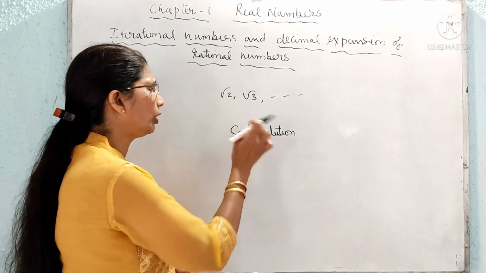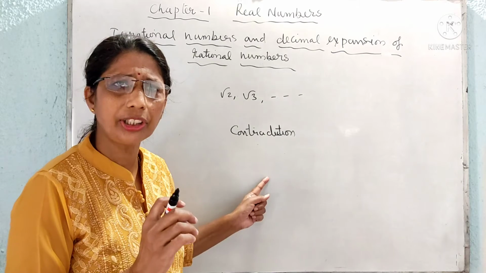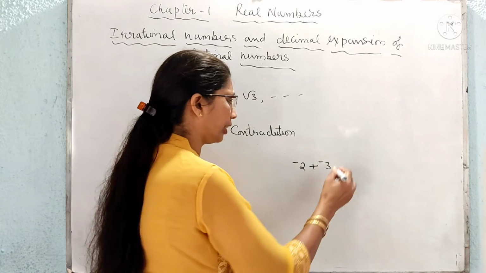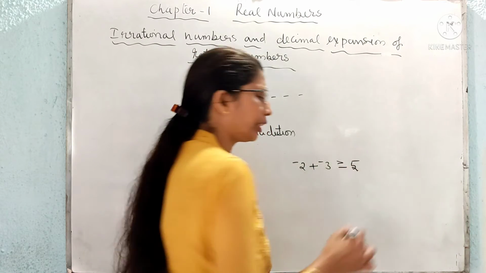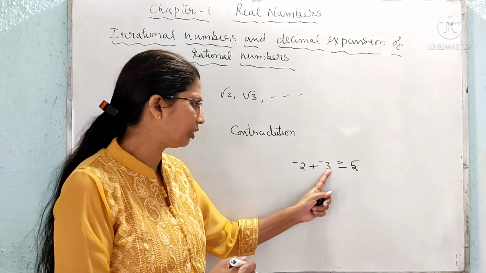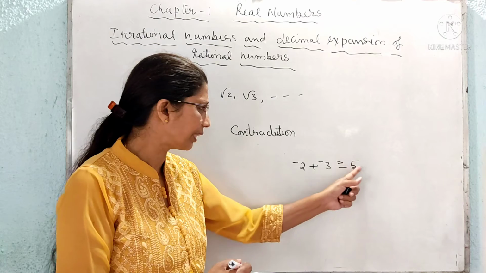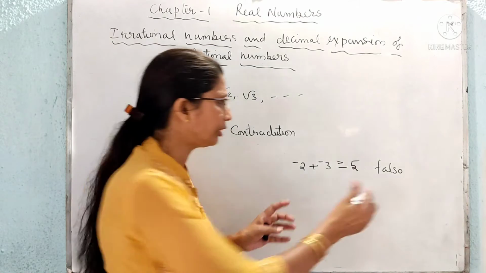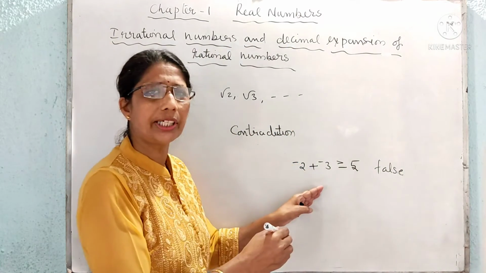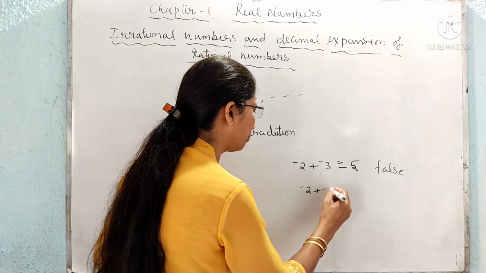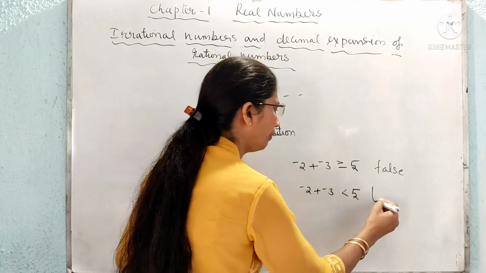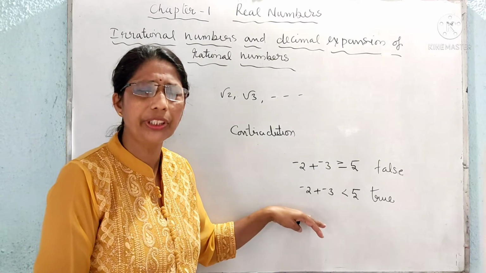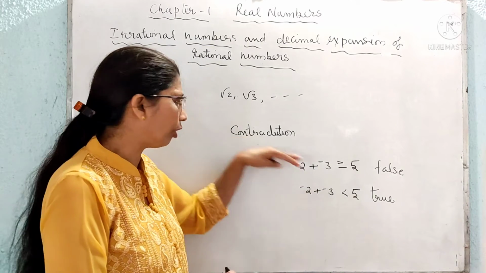Contradiction method. What is the meaning of contradiction? I will give you one example. Here I am writing minus 2 plus minus 3 is greater than or equal to 5. Is it correct or not? Minus 2 plus minus 3 comes to minus 5. Is minus 5 greater than 5? No, it is a false statement. From this false statement, we can write minus 2 plus minus 3 is less than 5. Then we prove that this is true. That means we take a false statement, and from that we prove a true statement. That is the contradiction method.